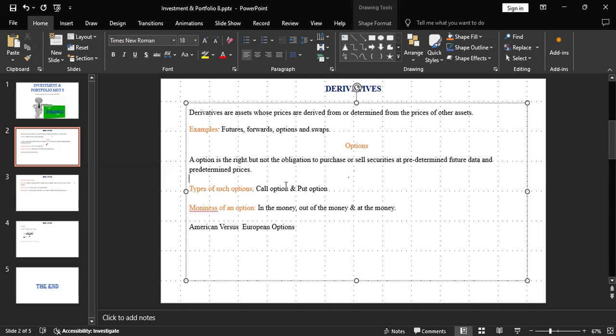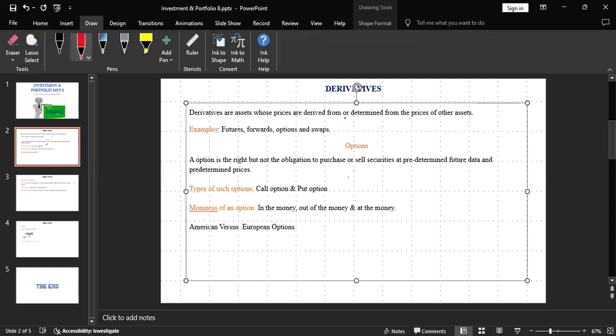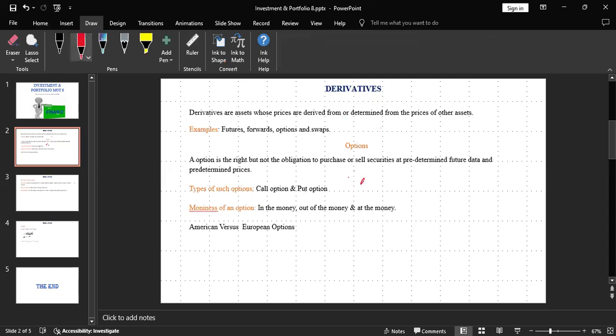And logically, a call option holder is going to exercise it when the strike price, the exercise price, is lower than the spot price, as in the market price. At the time the person is going to purchase, the person will compare the spot price, as in the current price of the asset that you want.